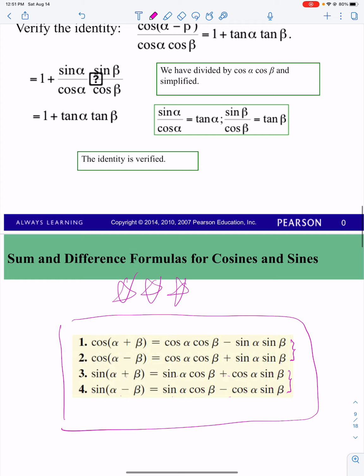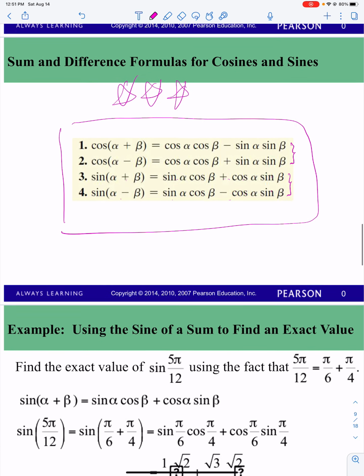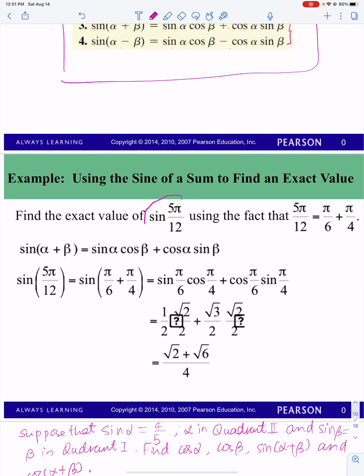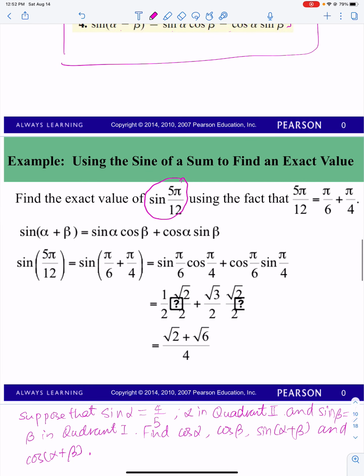Easy. Okay. So then these are the 4 formulas. And one of the questions on the exam is this. Always on the exam. It may not be exactly the same, but it will be sine of 5 pi over 12. And if you use a calculator and give me a decimal number, that will not be right. So you have to use the sum or difference formula to find the exact value. So you guys need to be super careful. Super careful.